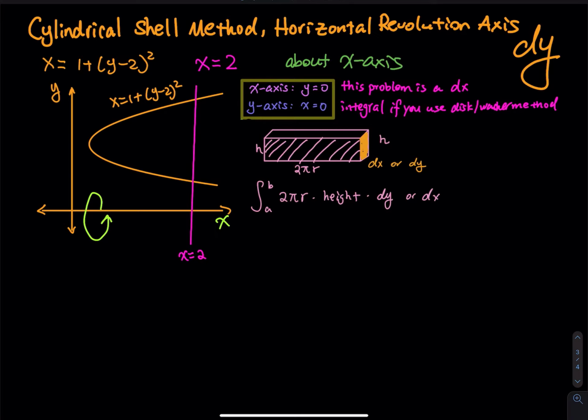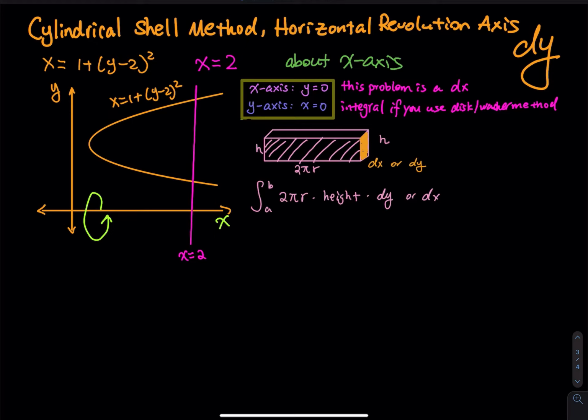So we have a parabola and a vertical line. Since the revolution axis is horizontal, we will be setting up a dy integral. I have to let you know that if this problem needs to be solved using the disk or washers method, then this will be a dx integral.